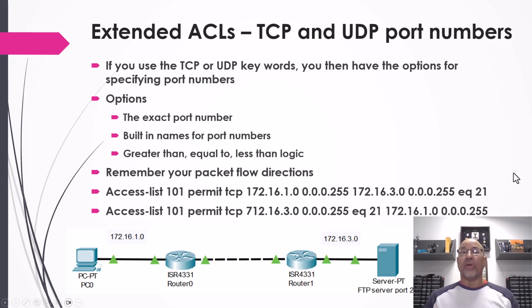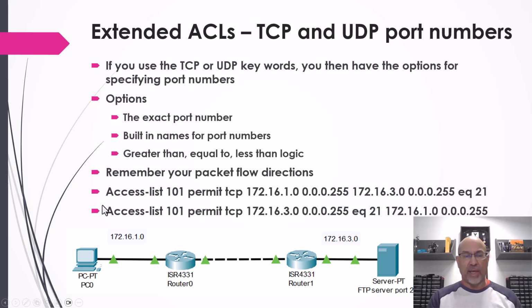But if we're thinking about flow the other way, then the next line might match. Access list 101 permit TCP 172.16 3 net to the 1 net, so it's flowing from the 3 net to the 1 net. And in this case, we're going to be looking at TCP again, but remember that in this case, the source port will be 21, not the destination, because this will be traveling on its way back. So directionality is really, really important. Now, these could be applied at different interfaces depending, again, on the direction that you're looking at and whether or not you're going in or out of a port.